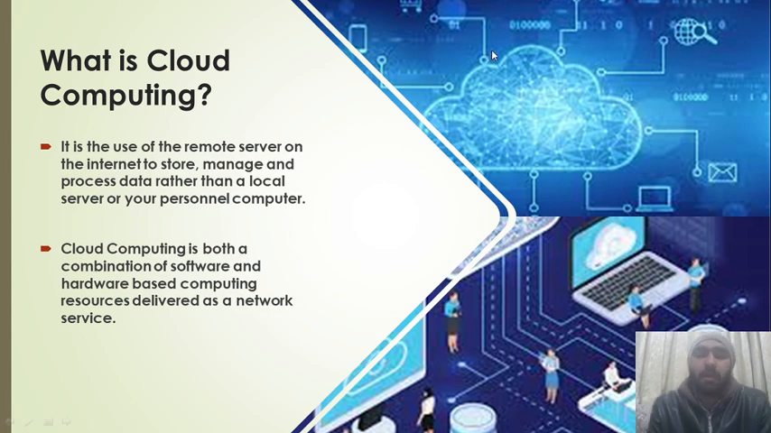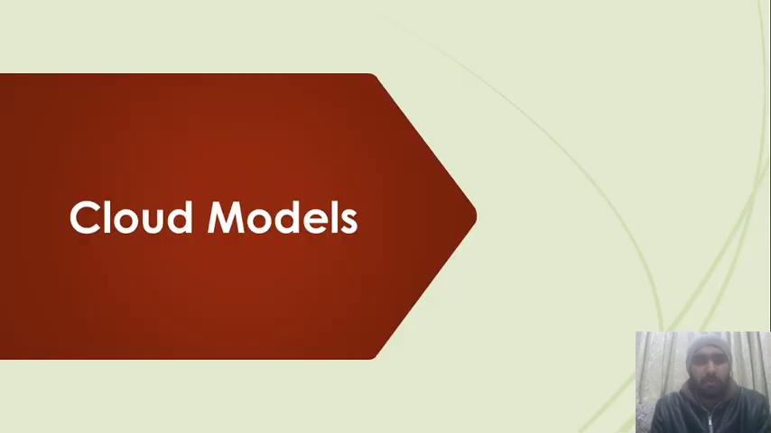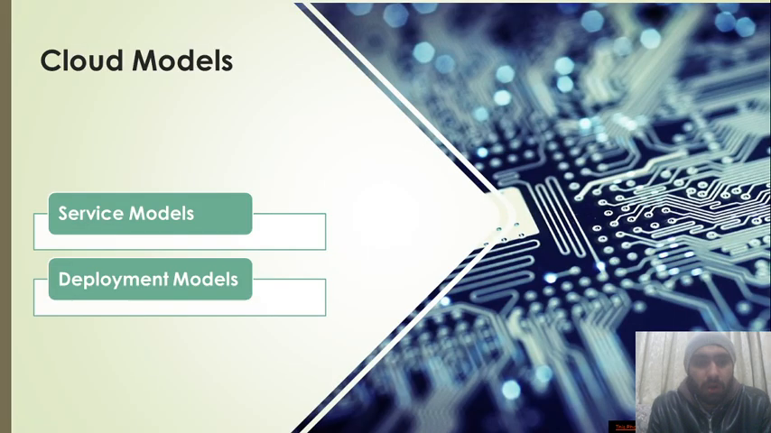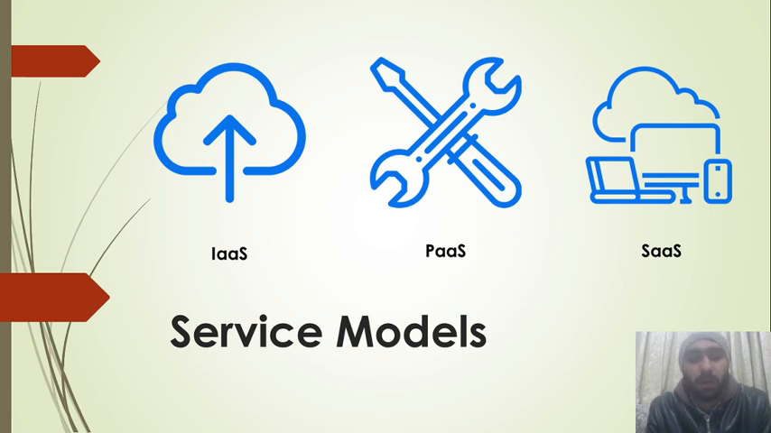Now I'm telling about the types of cloud computing, the cloud models. There are two types of cloud models: service models and deployment models. Service models are IaaS, PaaS, SaaS. Deployment models are public cloud, hybrid cloud, private cloud, community cloud. Now I'm moving towards the service models. The service models provide you services like IaaS. IaaS refers to infrastructure as a service.